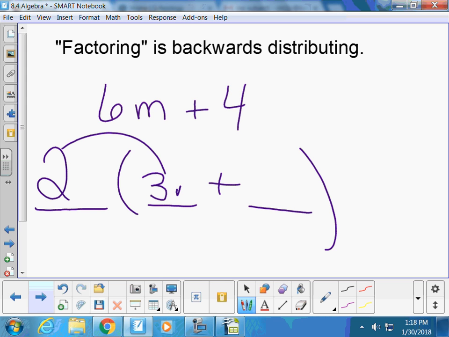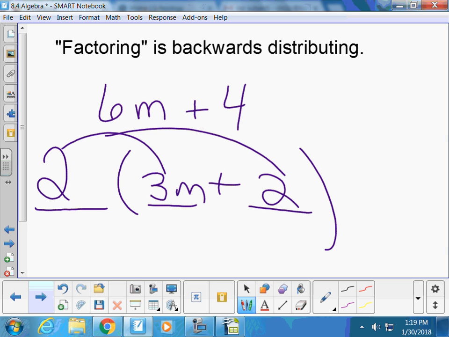3m. Good, because 2 times 3m would give you 6m. And then what would be in this blank? 2 times what would give you 4? In other words, 4 divided by 2 equals 2. So you can kind of use division to backwards distribute. And this would be your answer.